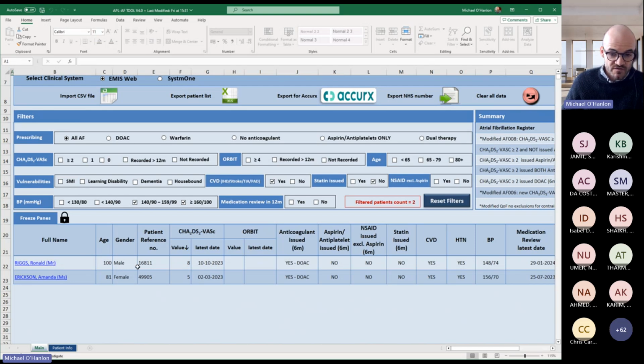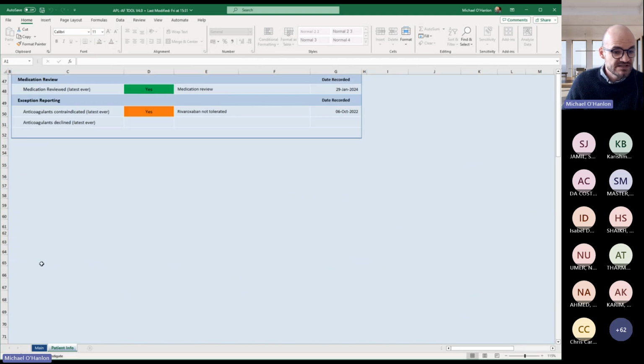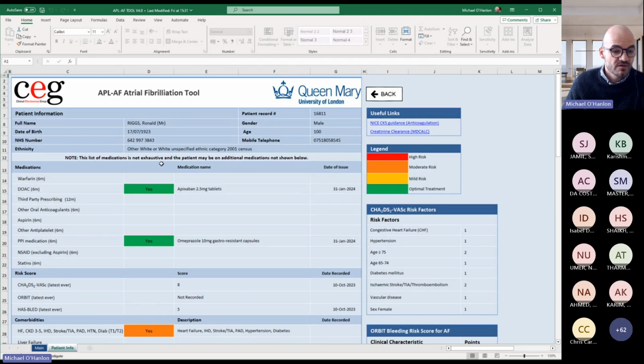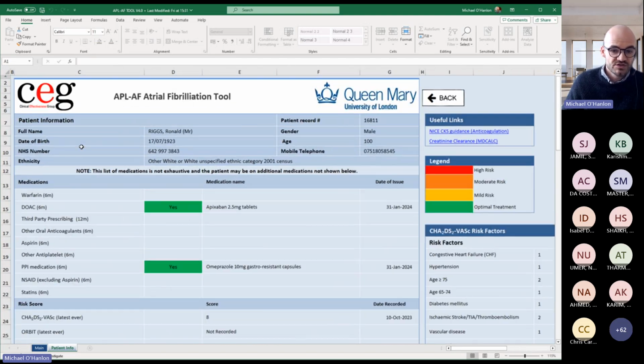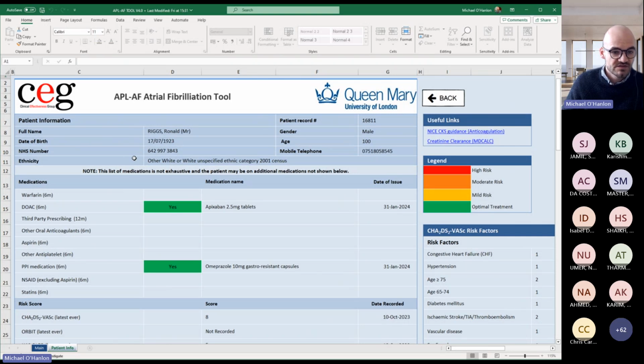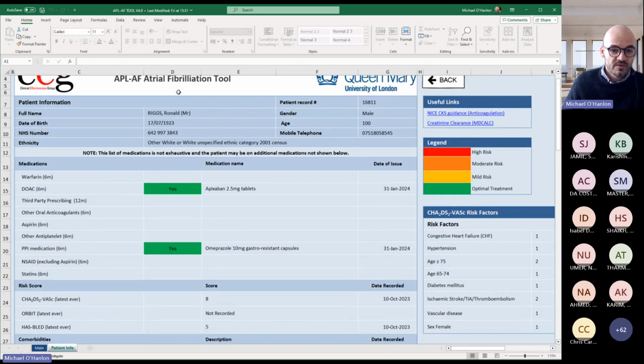So you get an overview on the overview screen, but you can also then click into that patient's more detailed record to give an overview of key important metrics for that patient. I'll just zoom in a little bit just so it's easy for everyone to see. So you have demographic information at the top. Again, just remember this is dummy data, not real patient data.